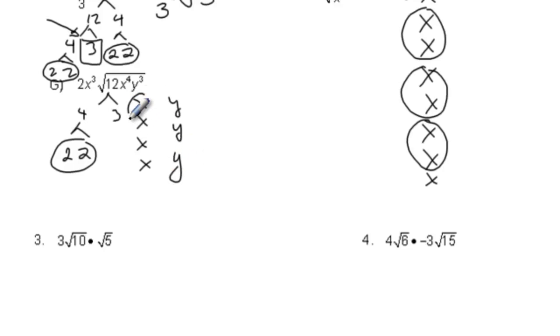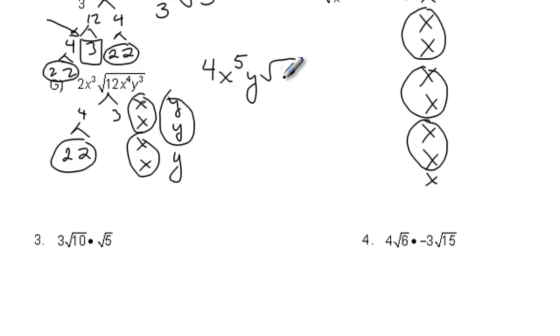And circle your perfect squares. Both x's come out. 1 y comes out, and what's left is 2 times 2, which is 4, x to the 5th power times the square root of y.